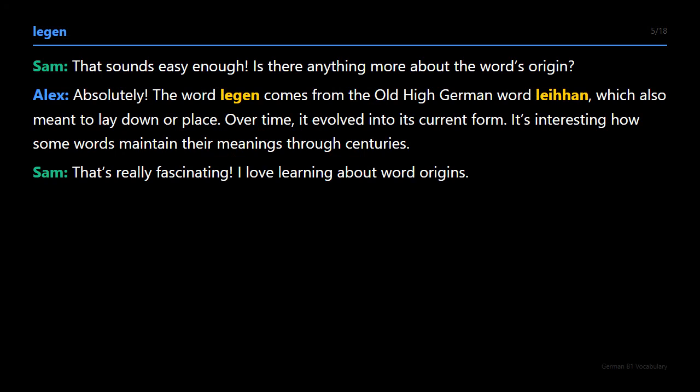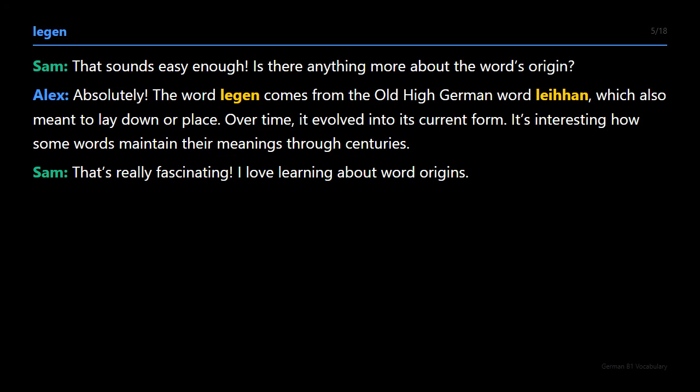Absolutely. The word legen comes from the Old High German word, leihen, which also meant to lay down or place. Over time, it evolved into its current form. It's interesting how some words maintain their meanings through centuries. That's really fascinating. I love learning about word origins.